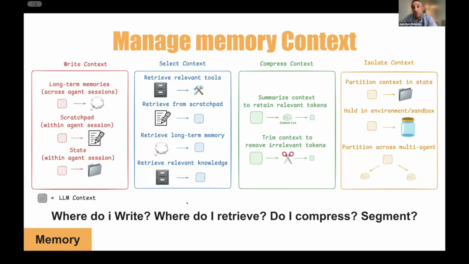So again, you should ask yourself: what do I really want to save or write? What do I want to really retrieve? And can I compress it or not? It's better to compress if you can, depending on the level of detail that you want to retain. And can I segment the task? Again, back to what I just said.